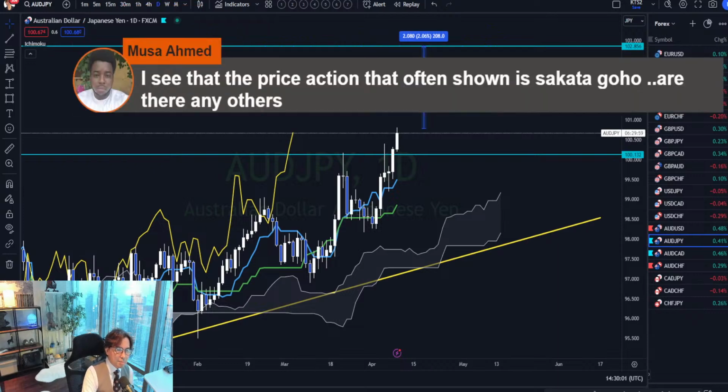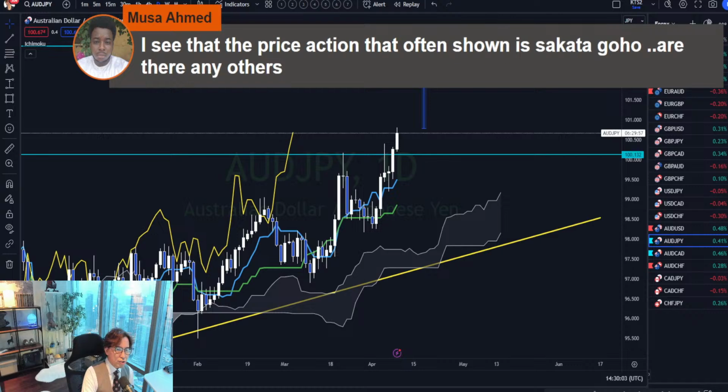Musa says, I see the price action that is often shown in Sakata Goho, are there any others? Yes, there are so many other patterns in price action. And Sakata Goho is the one I mainly use. And also there are patterns called Keifu. And Keifu is Ichimoku original candlestick patterns. So that's also very effective.